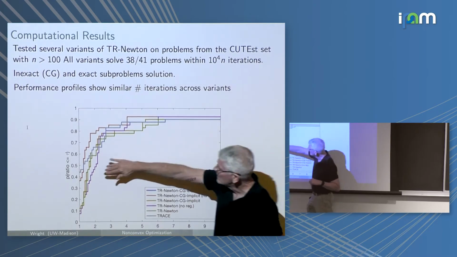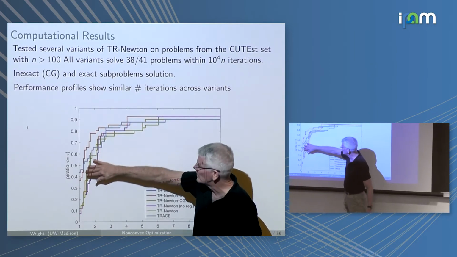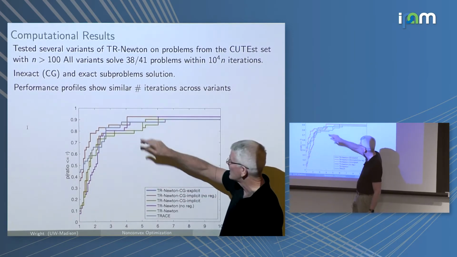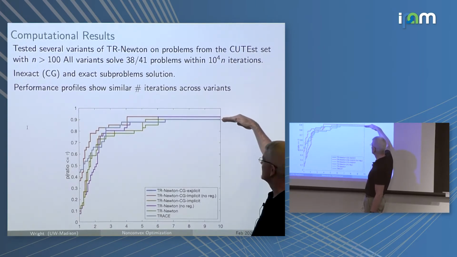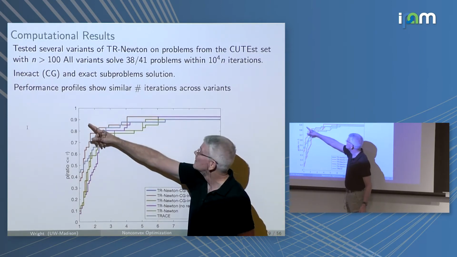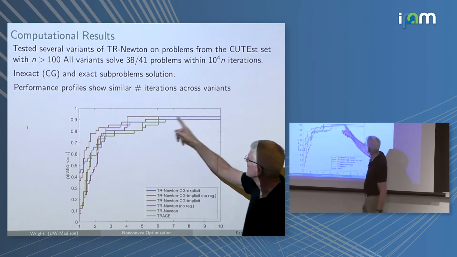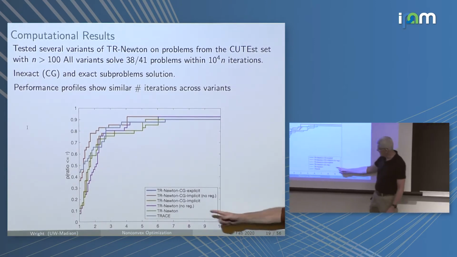So basically, all I need to tell you is that the high lines are the ones that are performing best, the ones that are highest on this chart. The asymptote out here is what fraction you end up solving. In this case, it's 38 out of 41, which is 0.92 or something, 92%.